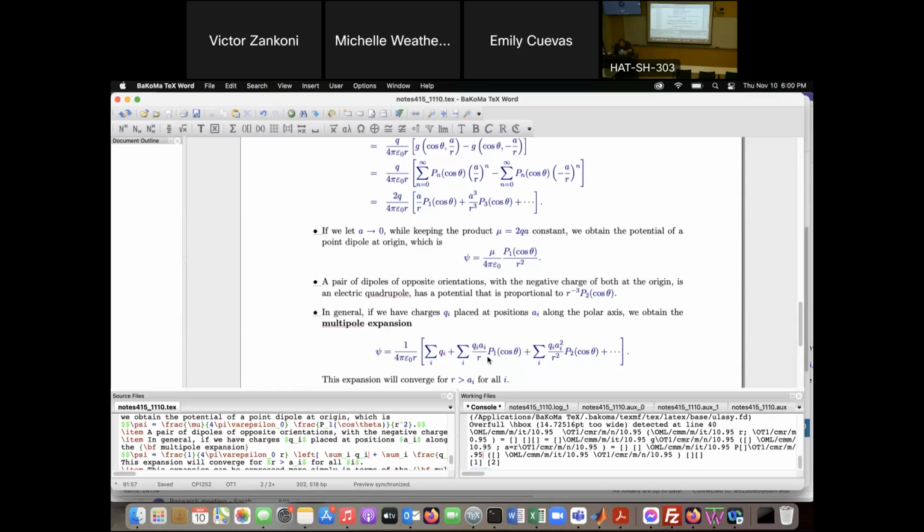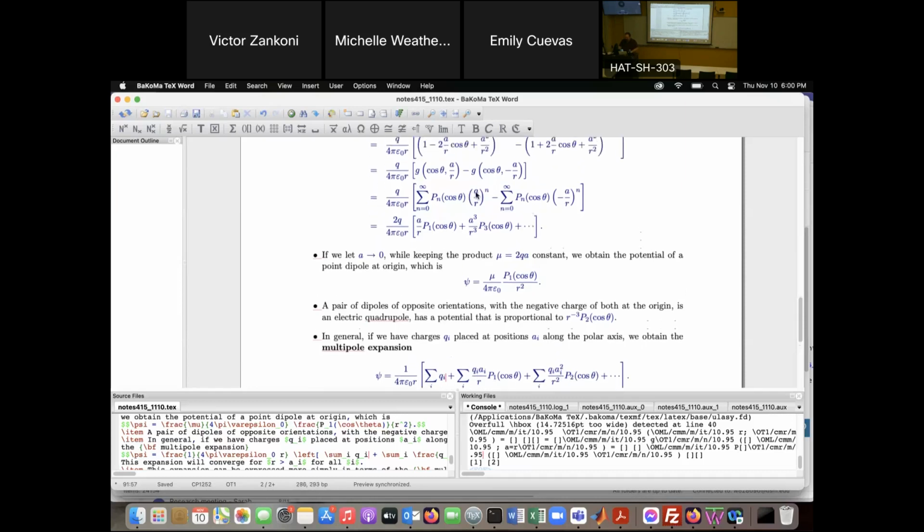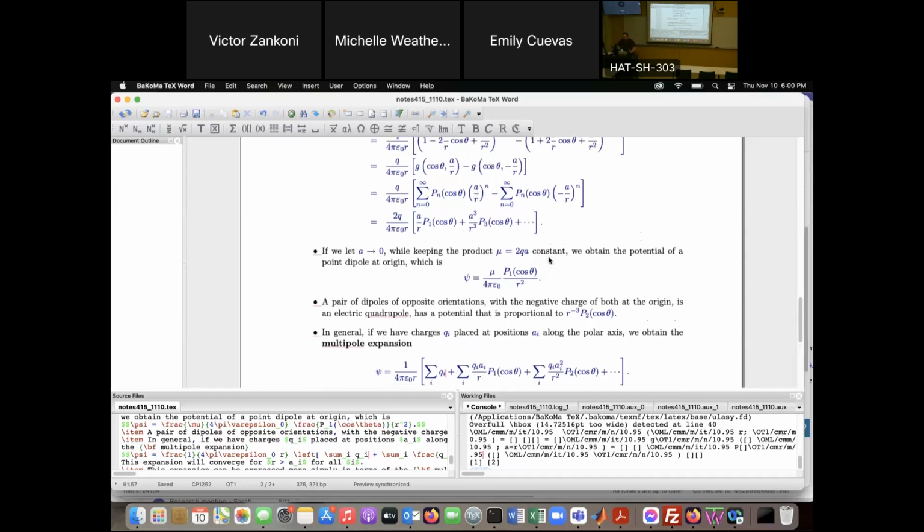As long as r, the magnitude of the point at which we're evaluating the potential, is greater than a_i for all a_i. In other words, if you think of all the charges, they're all along the polar axis, but you think of them as also sitting within a sphere, as long as the point r is outside that sphere, then this series will converge. Because this expression you're raising to the nth power, a over r, has to be less than 1.